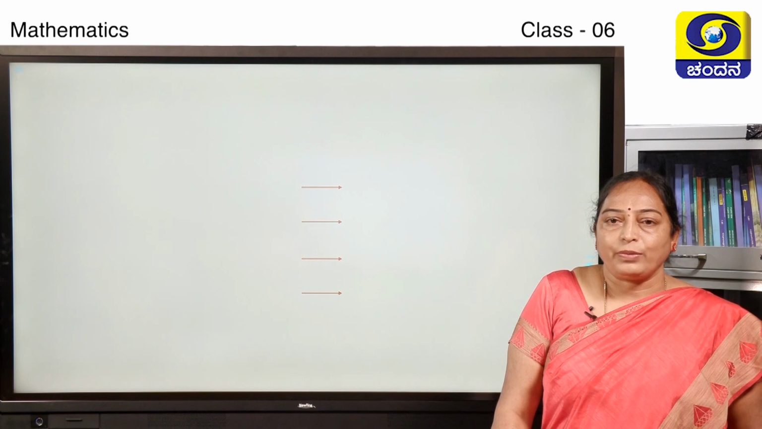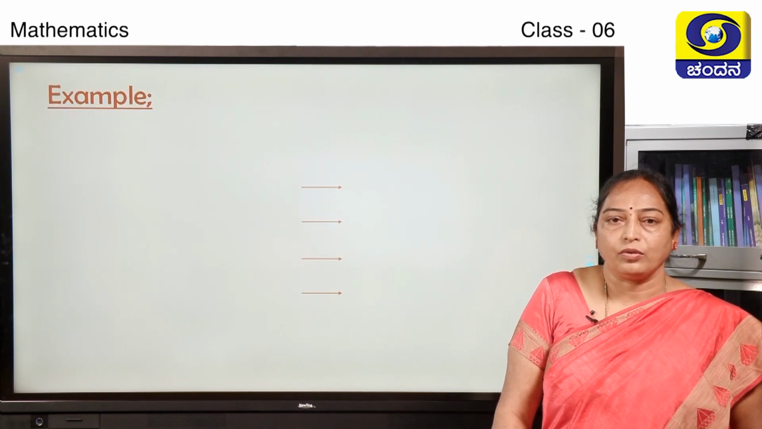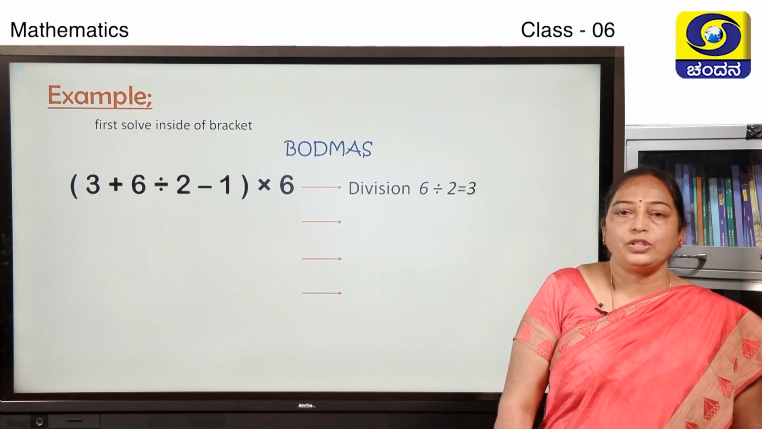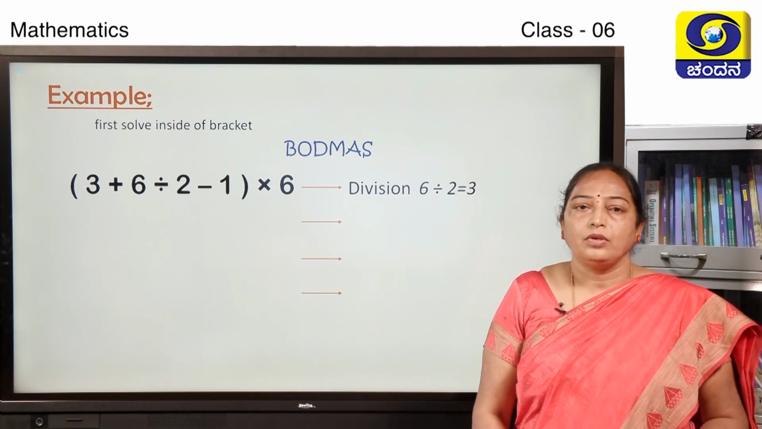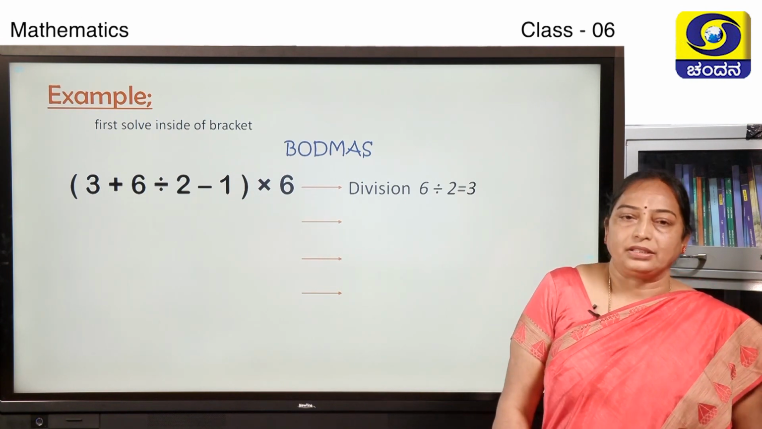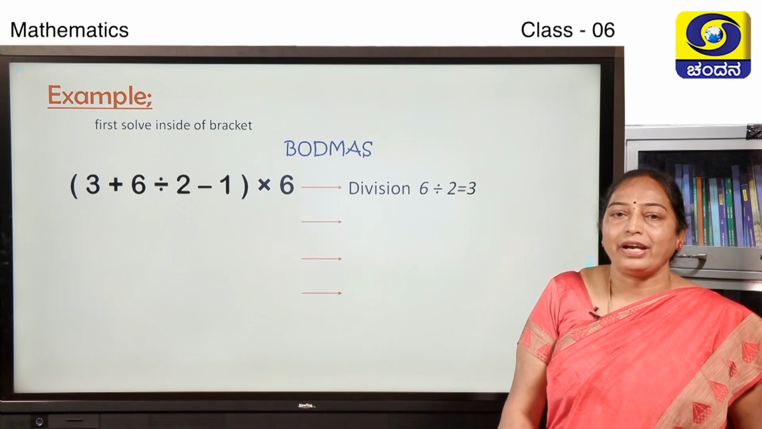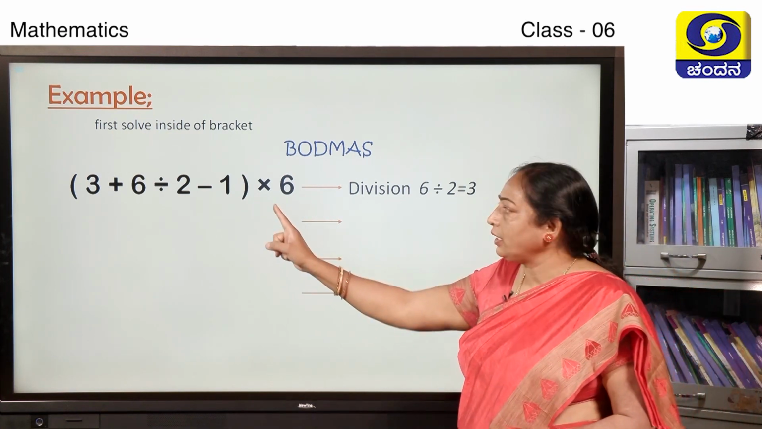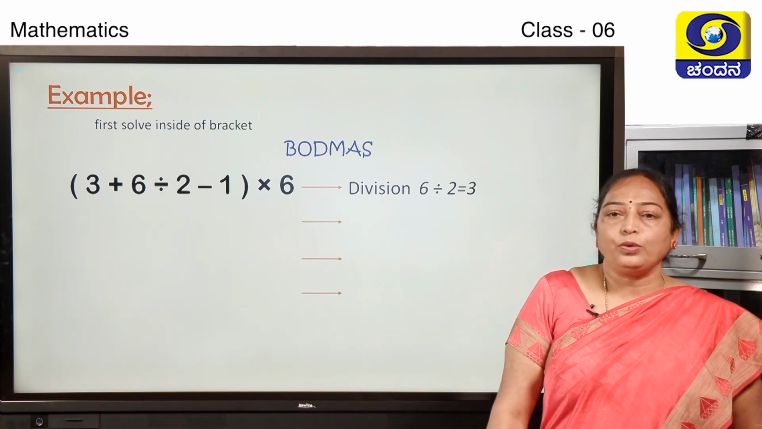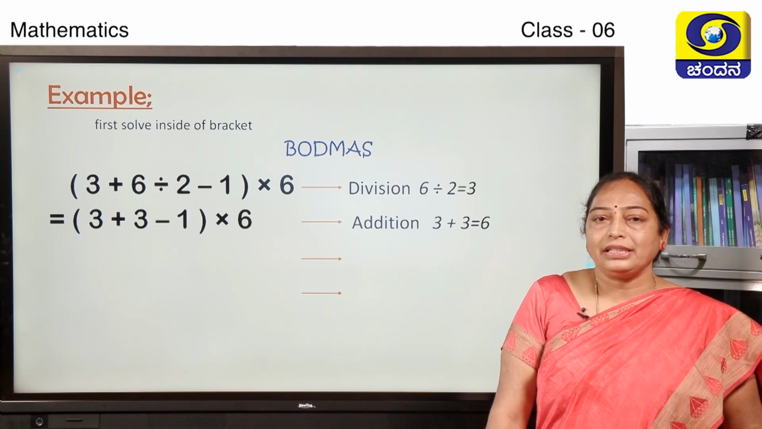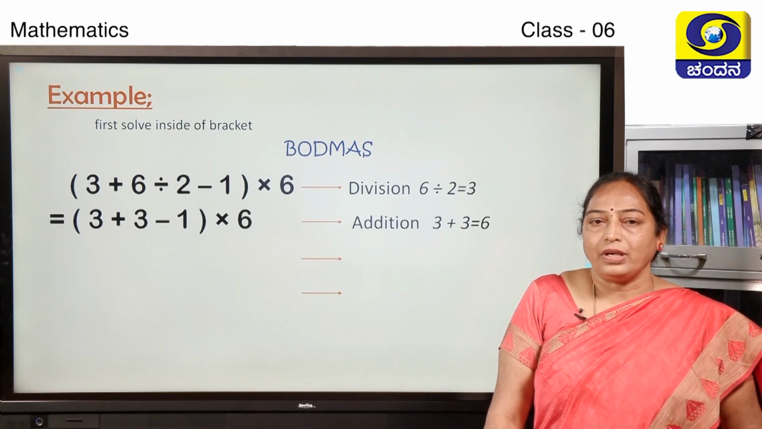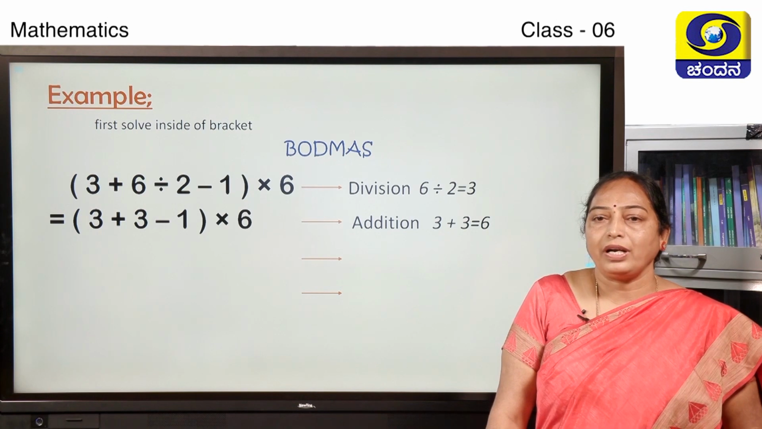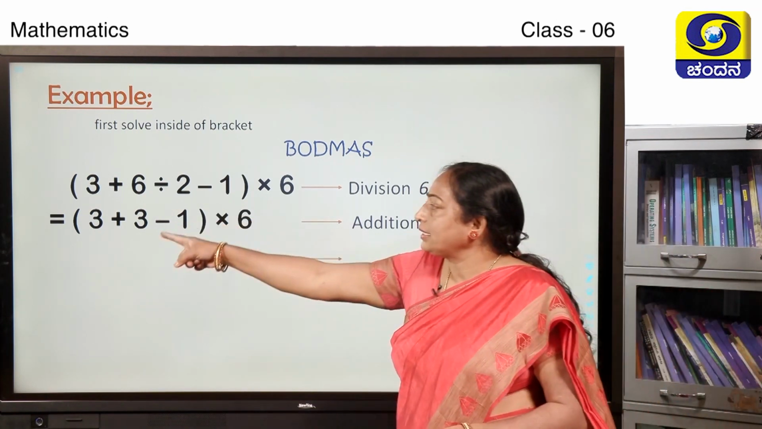One more example. Can we do? Okay. By using which rule? BODMAS rule. First solve inside the bracket. 3 plus 6 divided by 2 minus 1 into 6. First we do the division. 3 plus 6 divided by 2 minus 1. What is 6 divided by 2? What we get? 6 by 2 means 3. That is why 3 is written here.